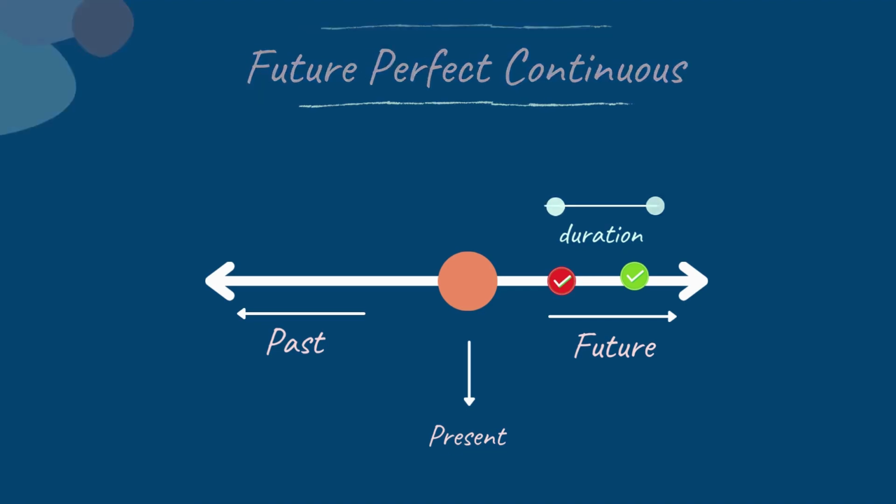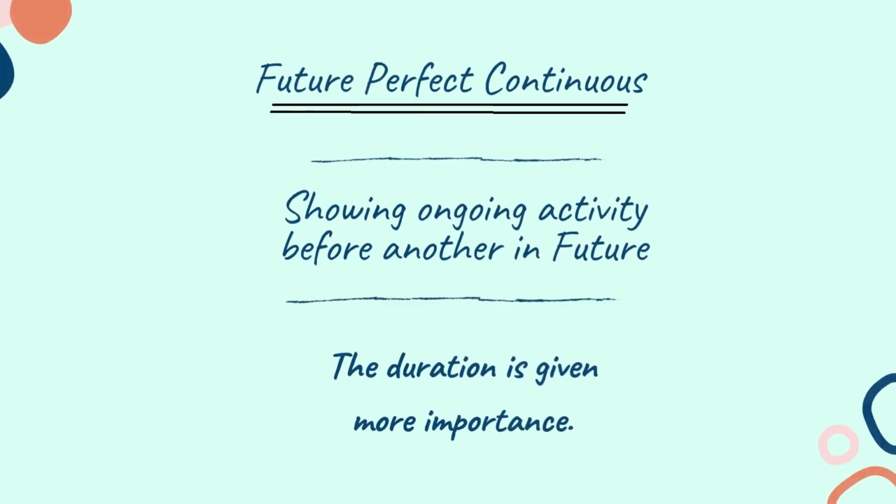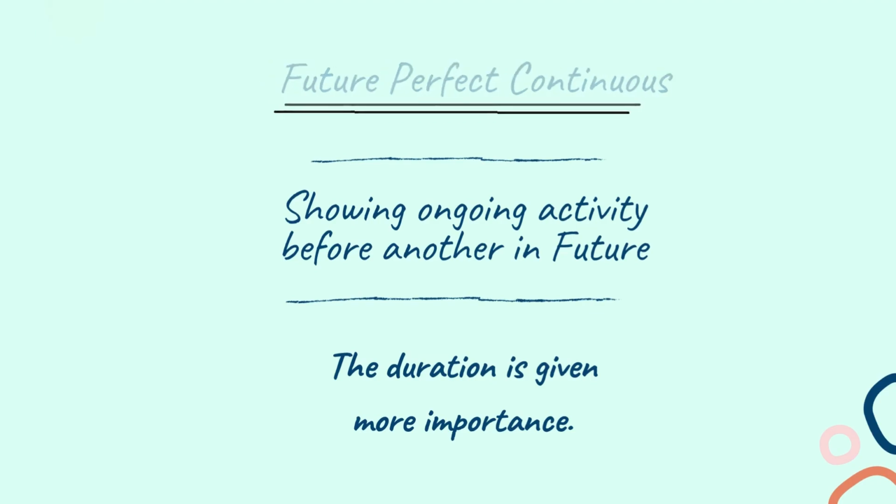Now let's look into its usages. The main use of future perfect continuous tense is showing ongoing activity before another in the future. The activity will have begun sometime in the past, present, or in the future and is expected to continue in the future. And the duration is given more importance here. Let's look into examples of it.